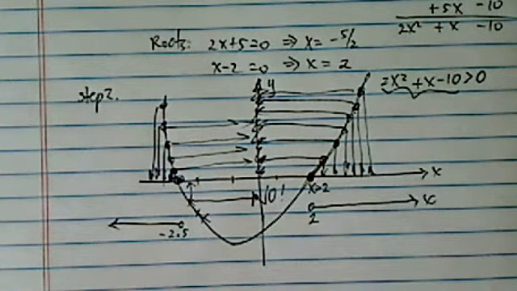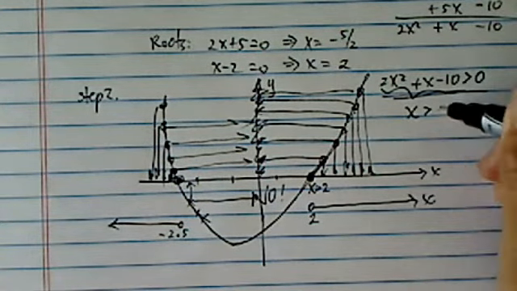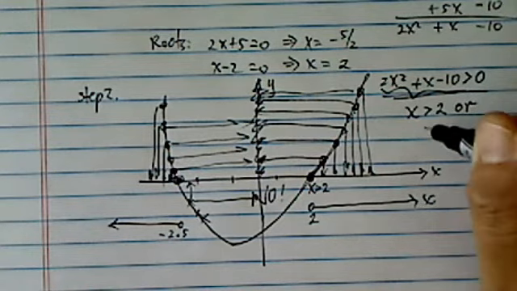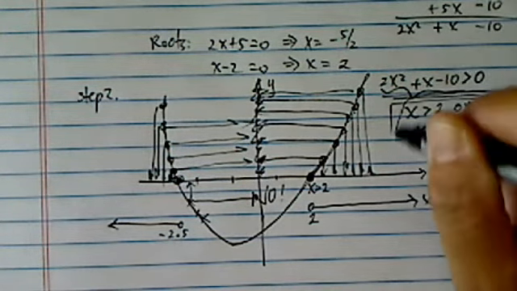So our solution set for this one is two sets: x bigger than 2, or x less than minus 2.5. Here's our solution set.